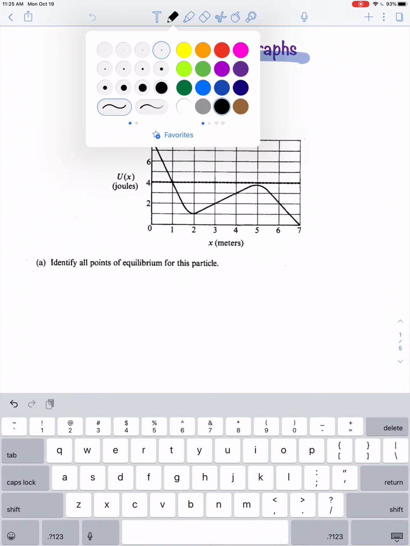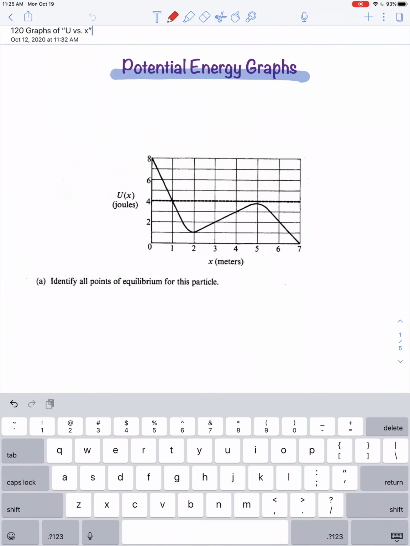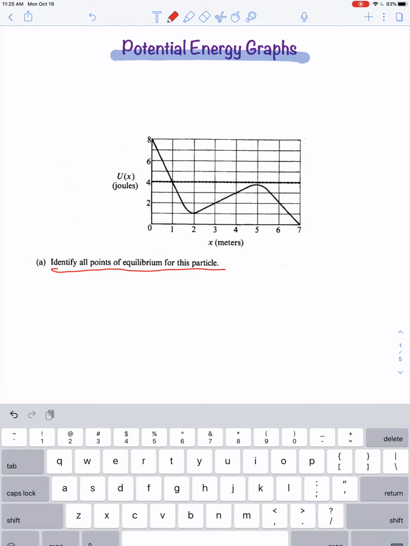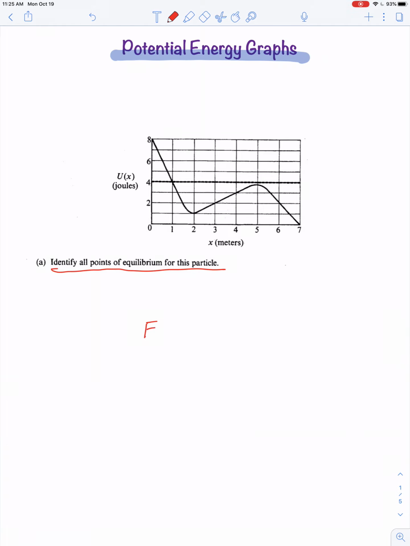Here's a graph of the potential energy of an object versus its position, and we're asked to identify all the points of equilibrium. So this relies on the expression force is equal to the negative of the derivative of potential energy with respect to position, which, by the way, follows from these two expressions.